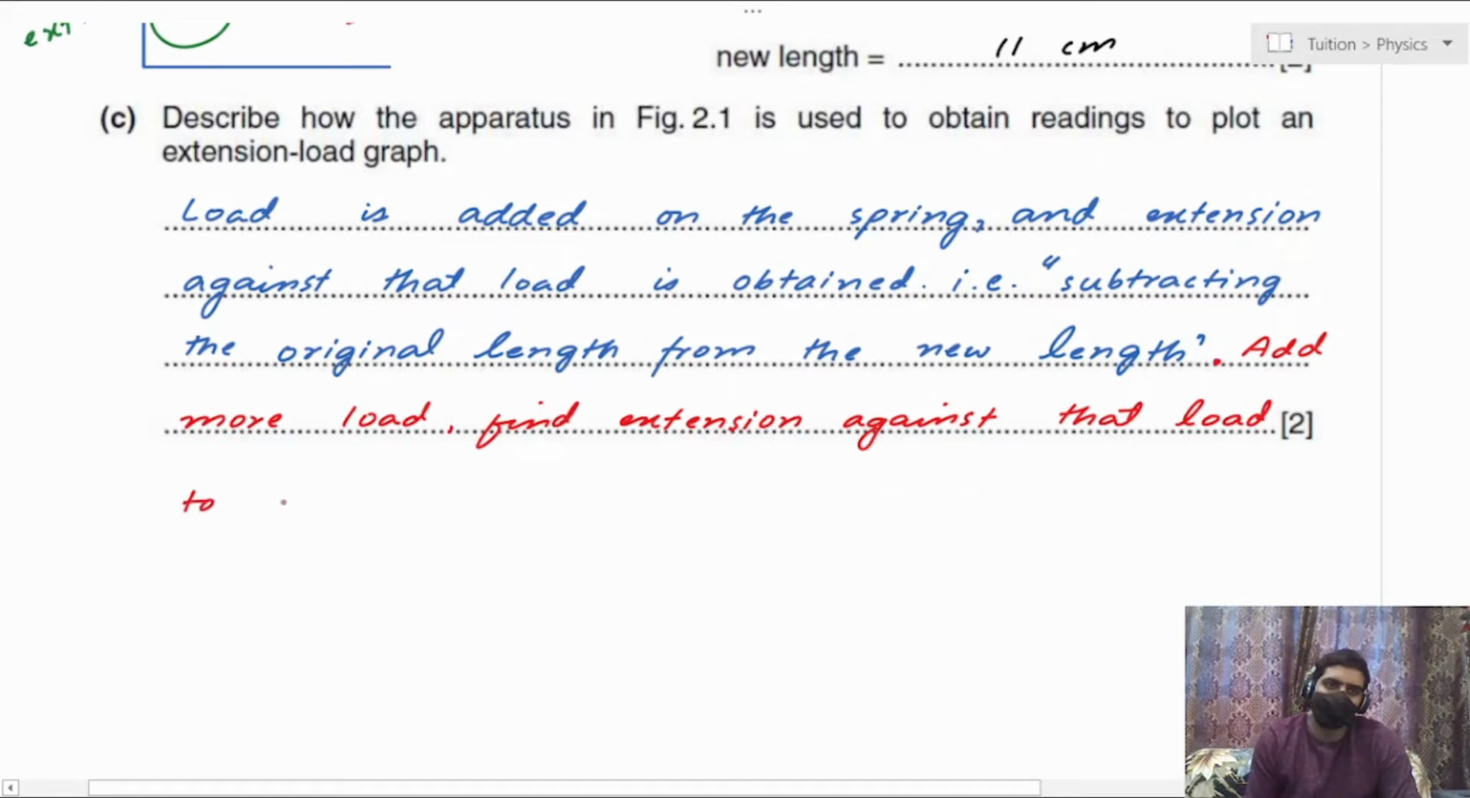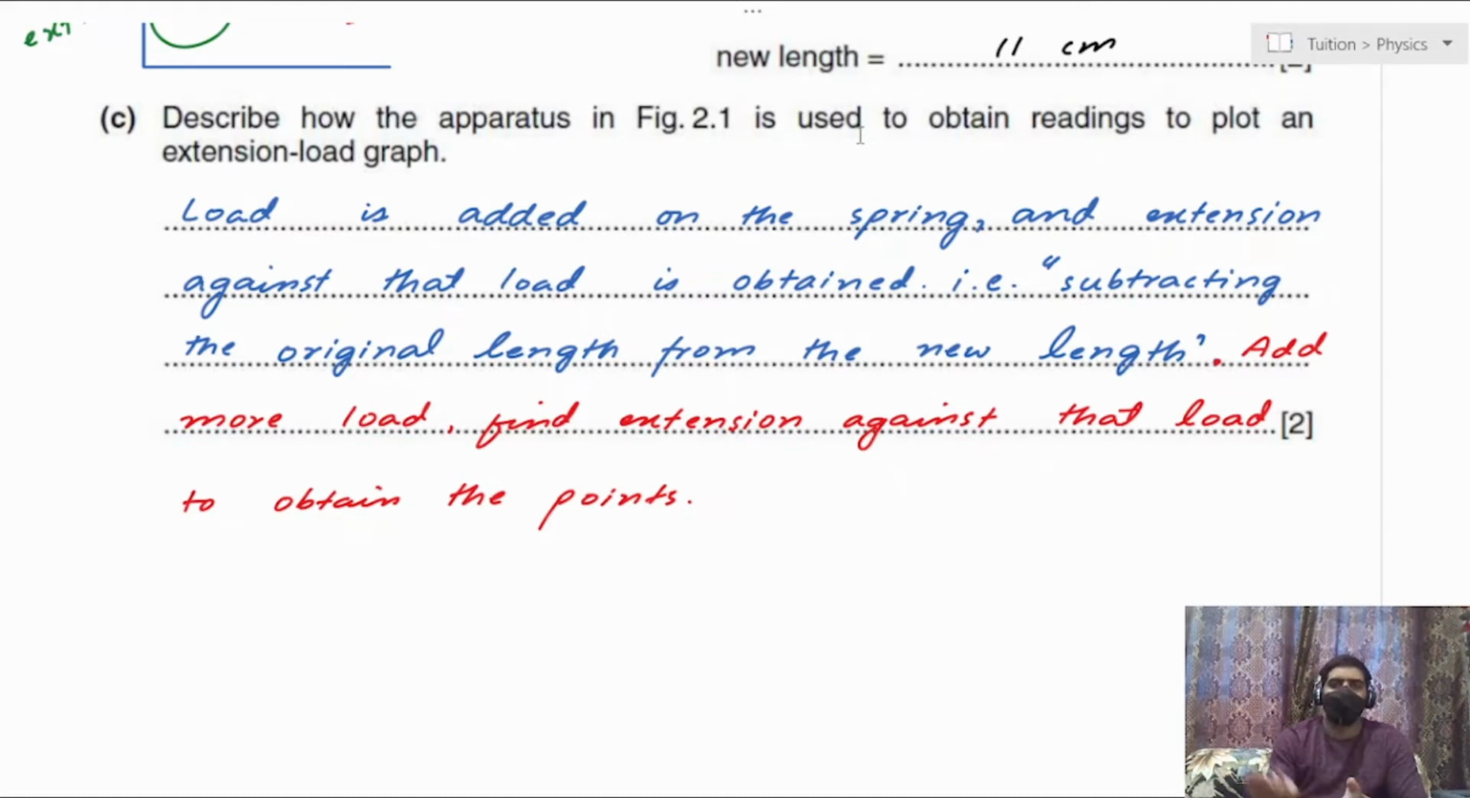To obtain the readings, or to obtain the points that will be then plotted on the extension load graph, and then you join them with the line. All right, so you don't have to describe the way you would plot those points and the way you'll join those points, because the question was merely how would you obtain those readings to plot the extension load graph. They're not asking you about how would you plot the extension load graph. It's just about how would you obtain the readings, right?